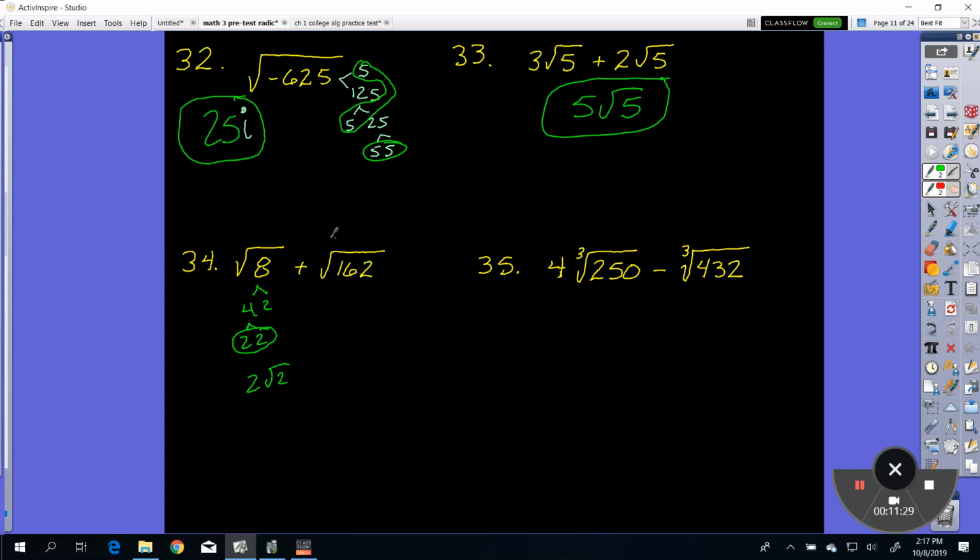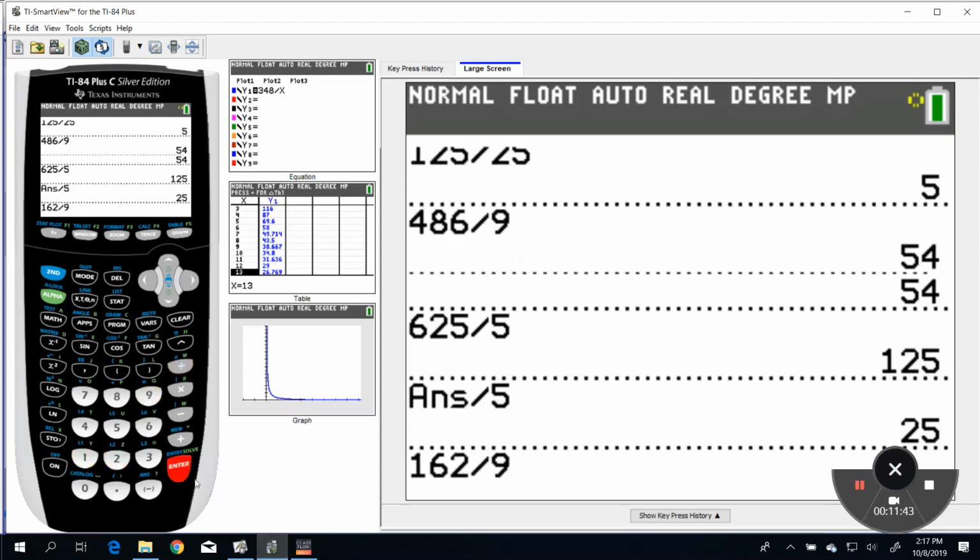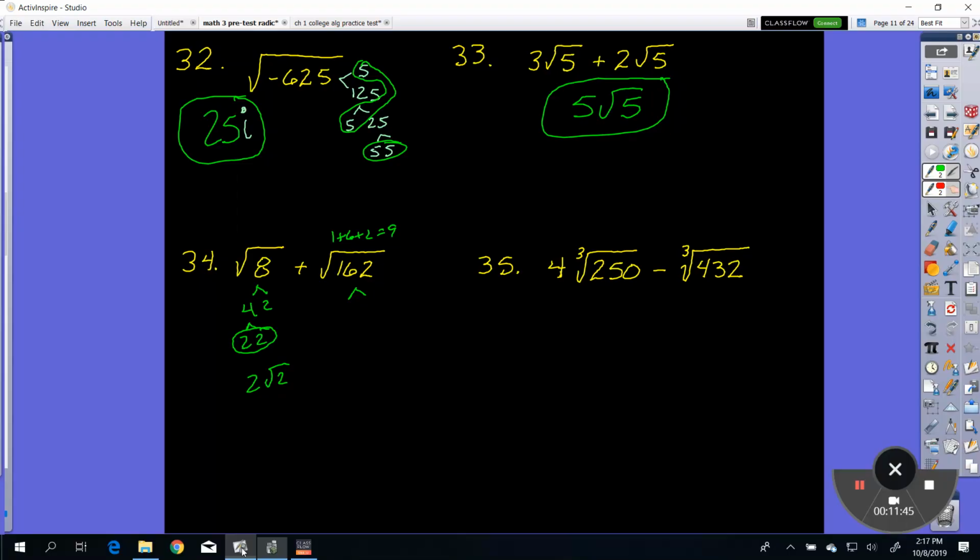162, if I add 1 plus 6 plus 2, that makes 9. So I know 162 is divisible by 9. So I'm going to go to my calculator. 162 divided by 9 is 18. So 9 and 18. 9 and 2, so there's a pair of 9s, right? So now they're the same creatures. We have 2 square roots of 2 plus 9 square roots of 2.